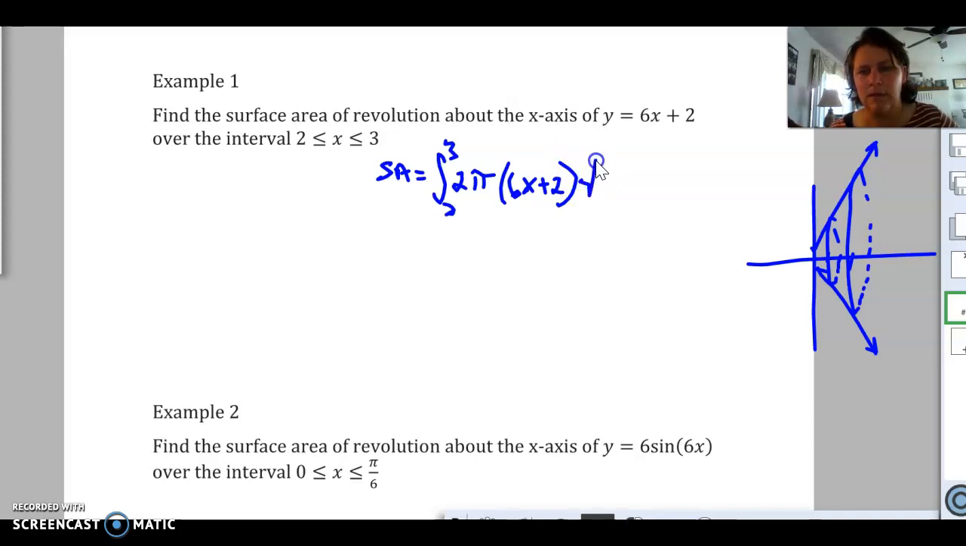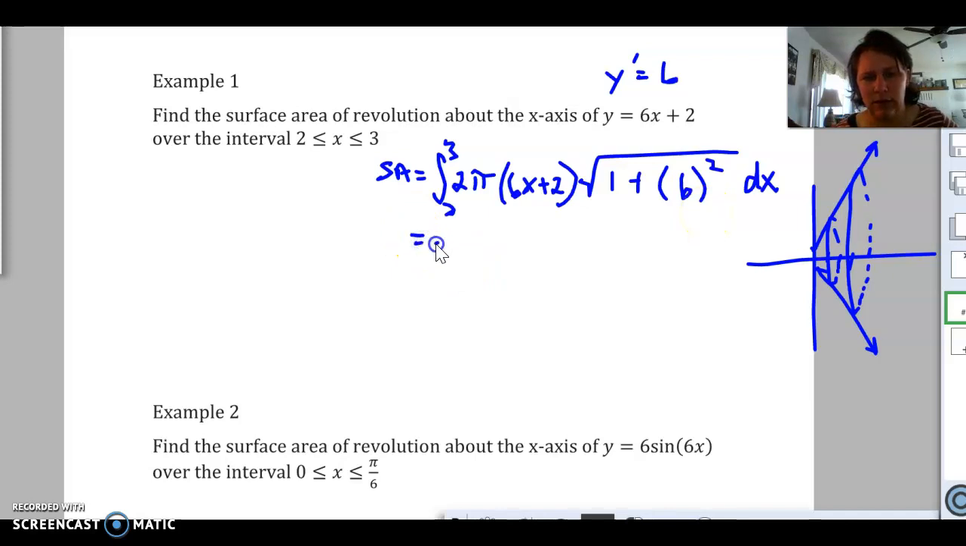Then times the square root of 1 plus f prime of x. So we need to write up y prime here. So y prime is just going to be 6. So 6 squared. And then include our dx.